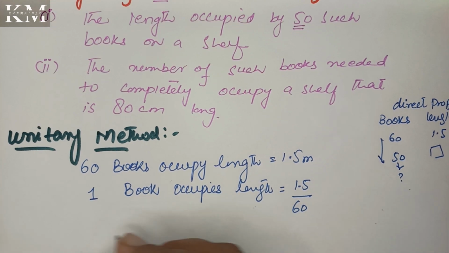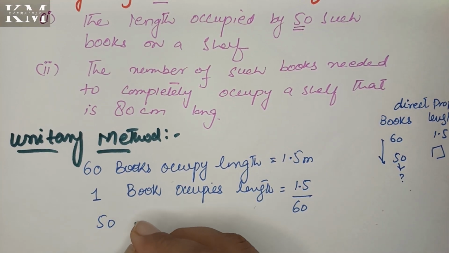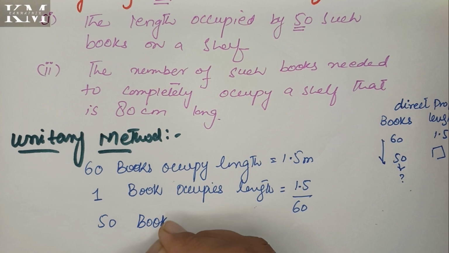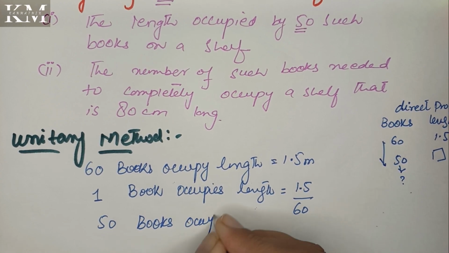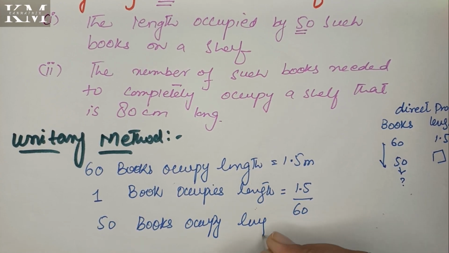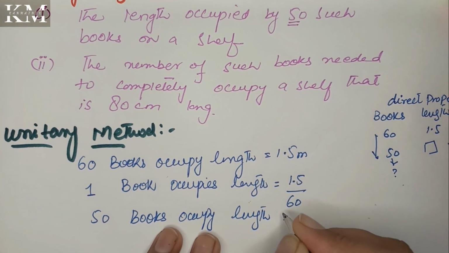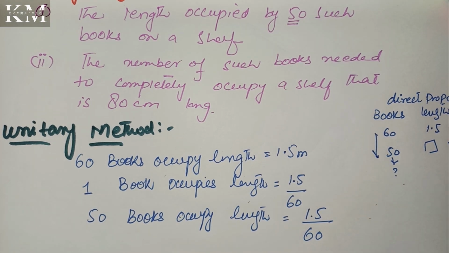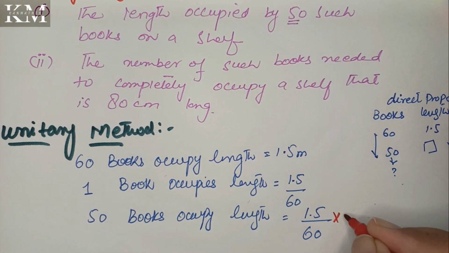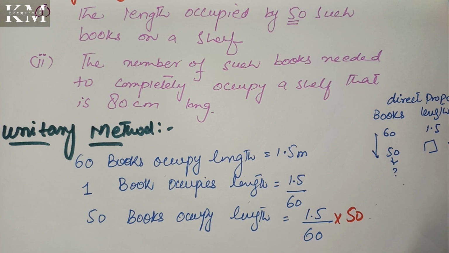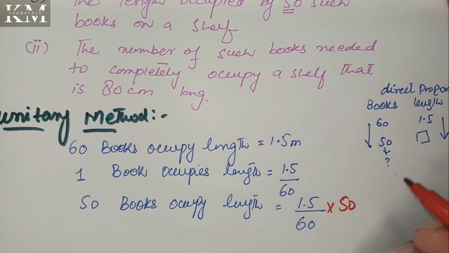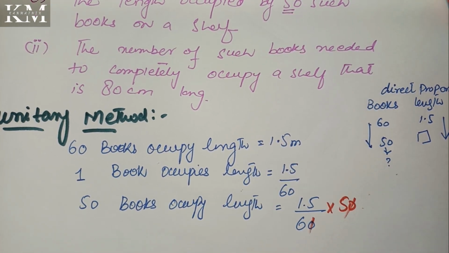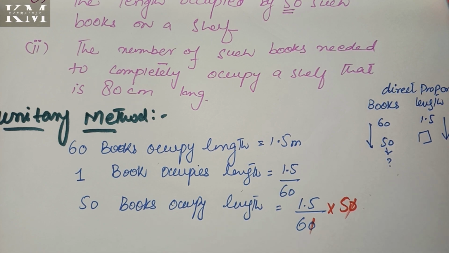Now students, easily we can do it for 50. 50 books occupy length. So you will do it like this, that 1.5 divided by 60 and it will be multiplied by 50, because we have to find about 50. Now you can just simplify it, this will be cut, and you can just do it like 1.5 multiplied by 5 and divided by 6.